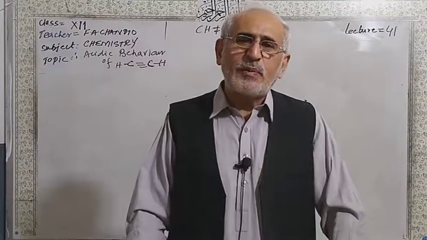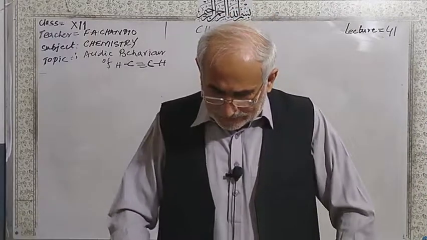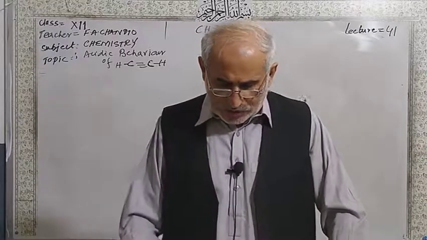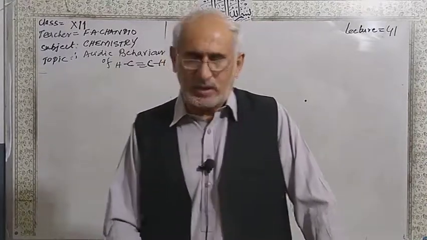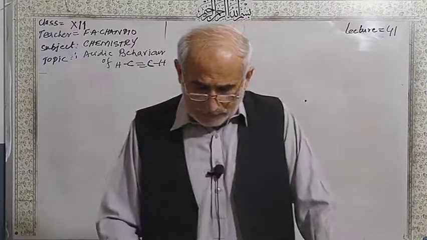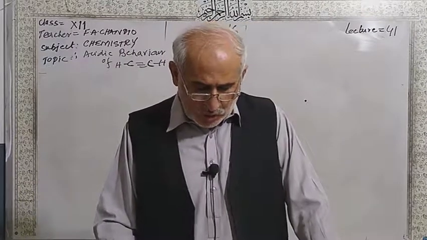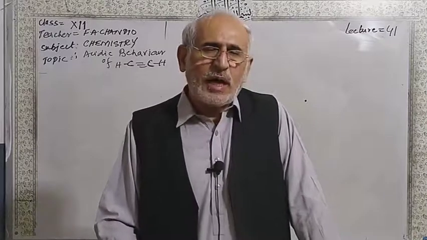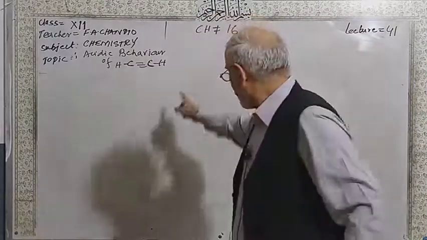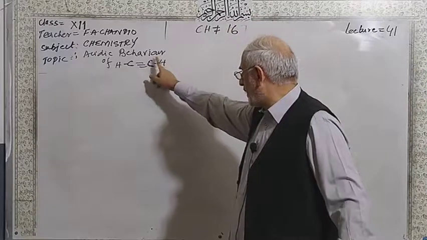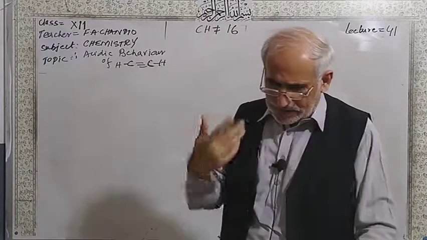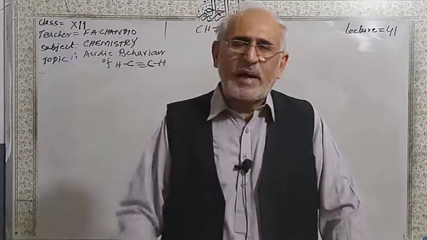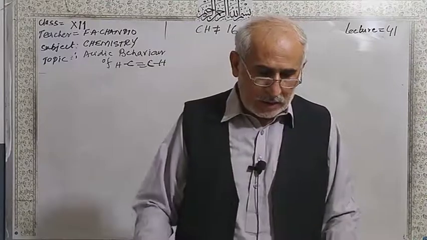50% s character and 50% p character, and it renders the carbon to pull electrons more strongly, making the attached hydrogen slightly acidic. Partial negative charge is created and partial positive charge is created. Last time I told you this one. So this hydrogen can be substituted by the metal.